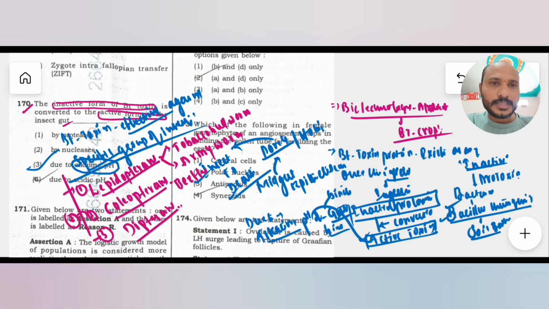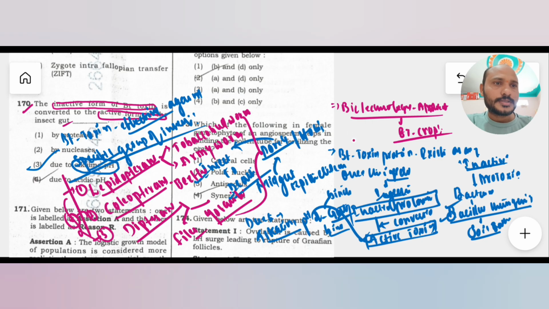So dipterans include flies and mosquitoes. Especially on this specific group of insects, Bt toxins are effective. So these are the various insects.